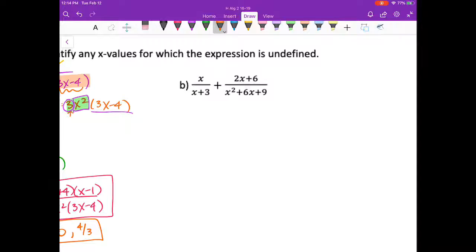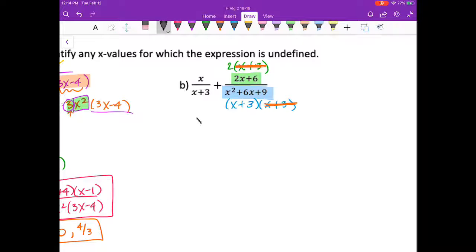Alrighty, in example B, again, let's start by factoring. So I've got x over x plus 3, those are fine, those aren't going anywhere. 2x plus 6, I can at least take out my GCF of 2. So 2 times x plus 3, and in my denominator, I have x plus 3, x plus 3. Now, it helped us in this case to factor first because now we can get that x plus 3 over x plus 3 to cancel.